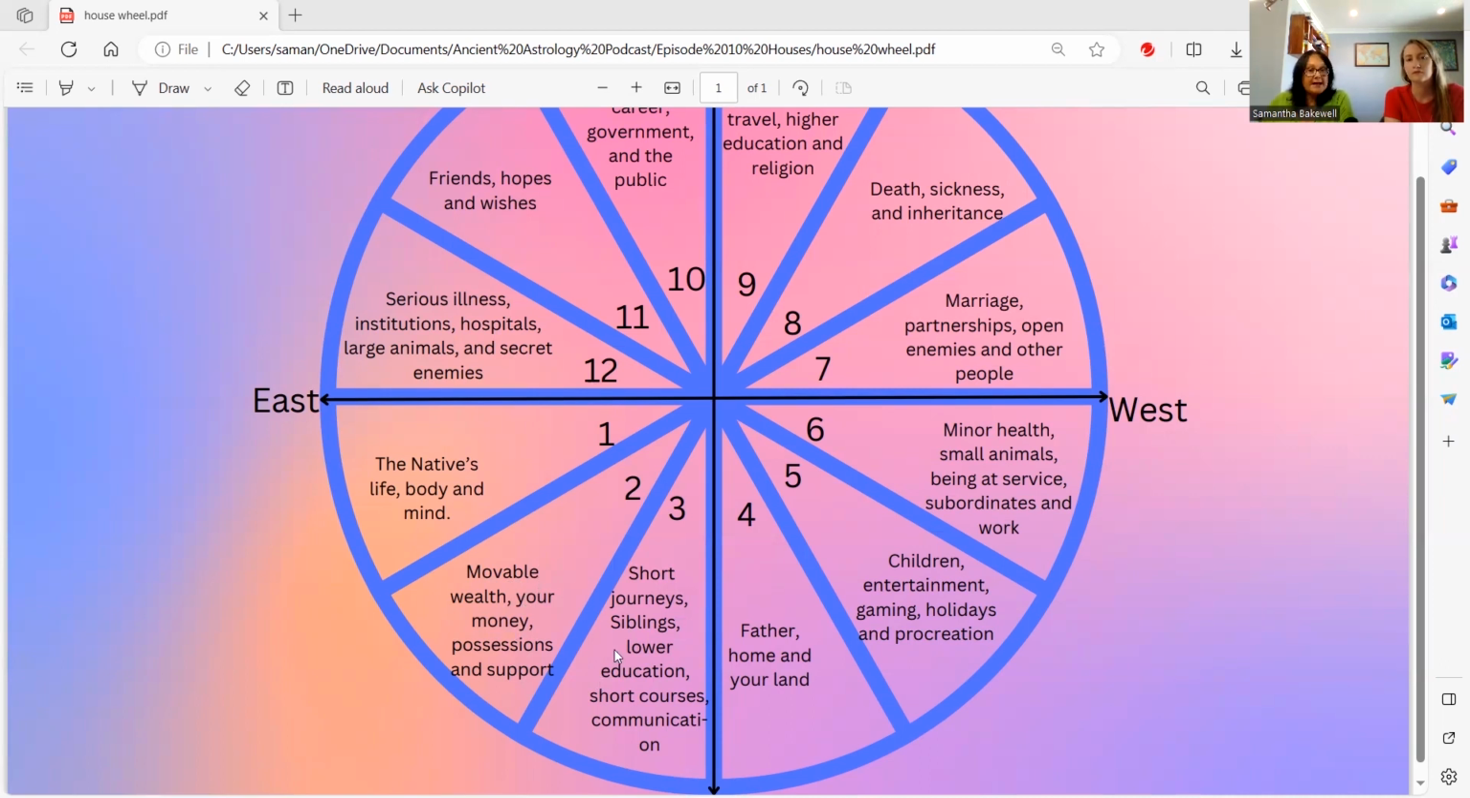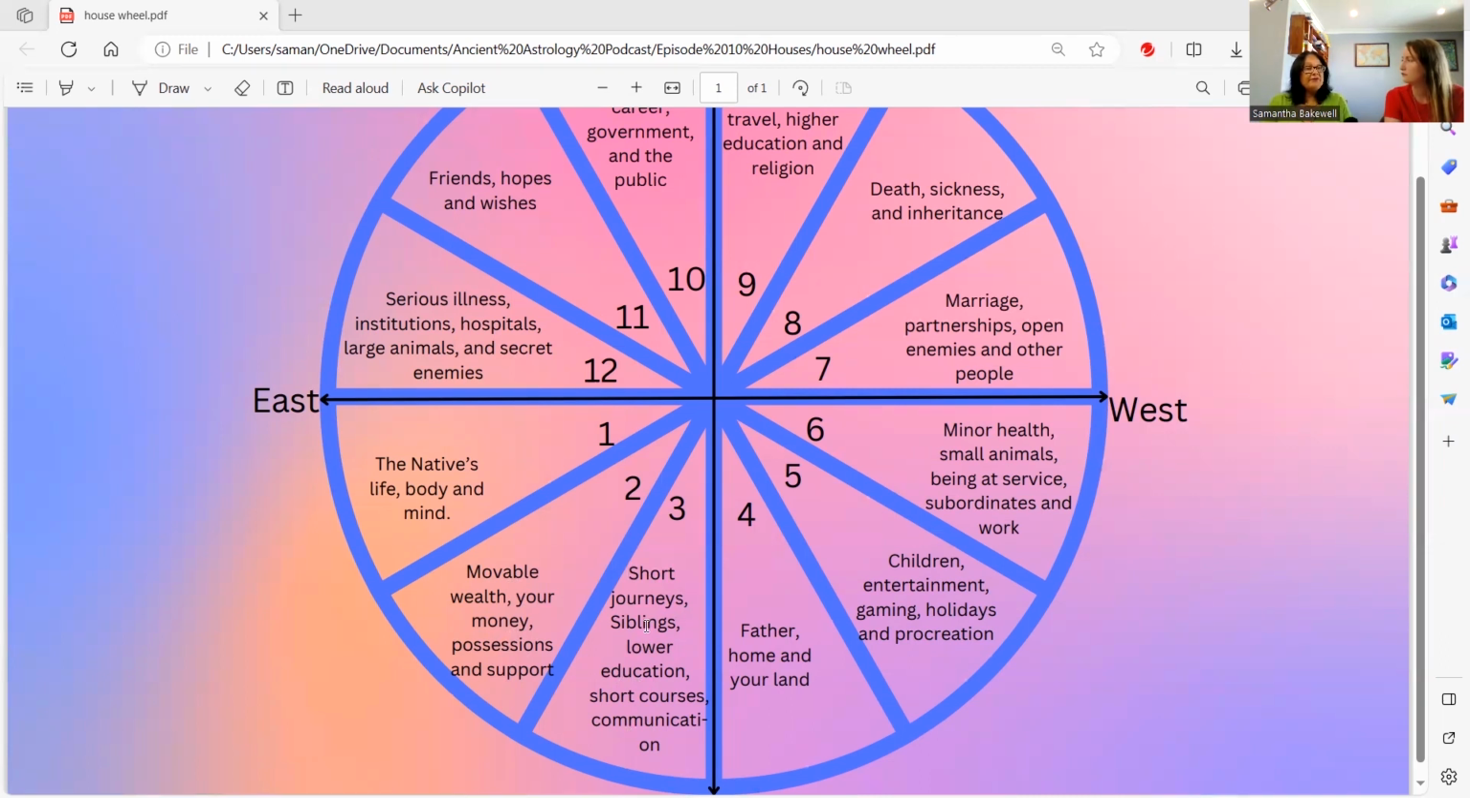Then we have our cadent houses. So we have our 3rd, 6th, 9th and 12th houses, and those houses are capable of 25%. So they're not as strong. That doesn't mean that they don't ever perform. It means that there are only smaller chances or smaller opportunities.